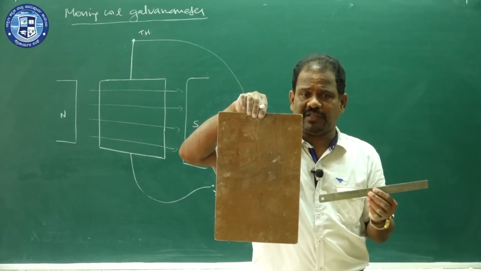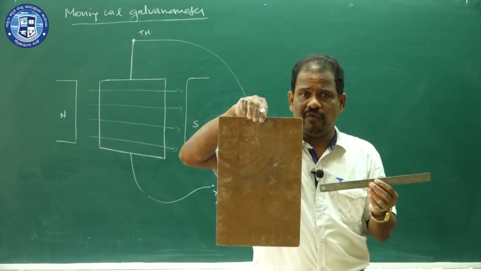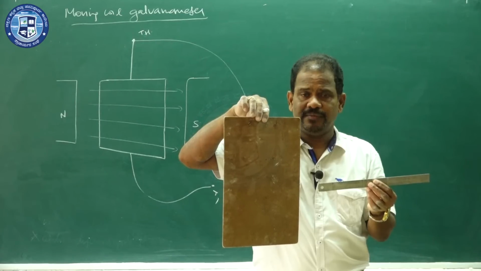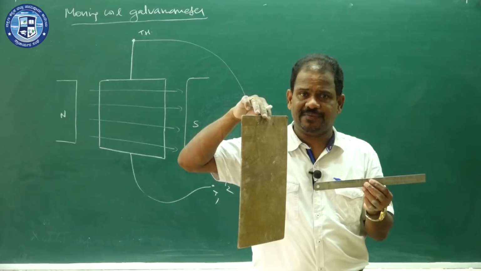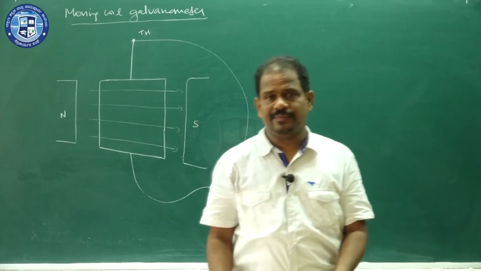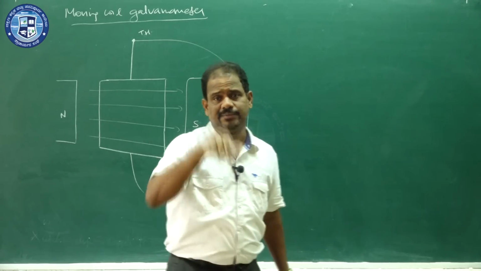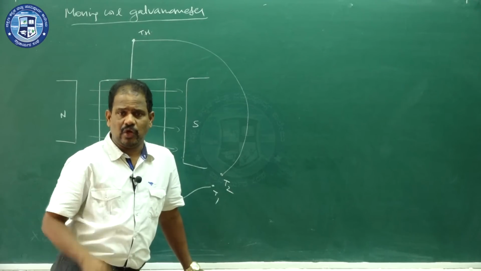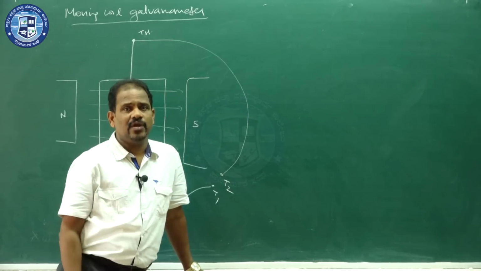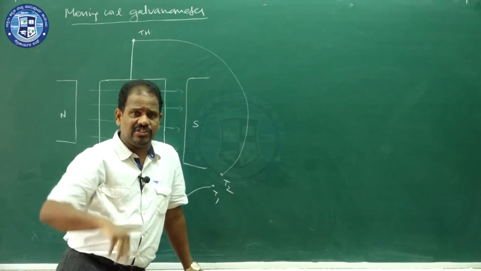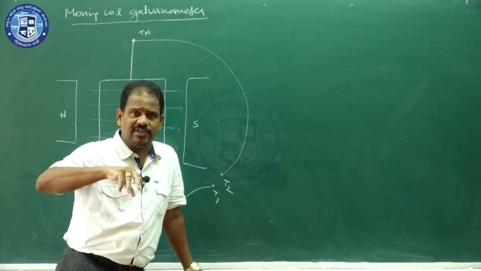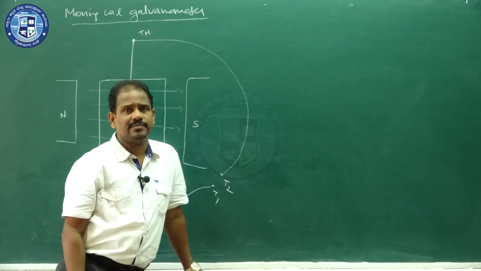But when you pass current, the coil rotates. When the coil rotates, the torque changes. If the torque changes, then you can't use this as a meter. Because if the torque changes, the rotating ability changes. When the rotating ability changes, you can't expect proportionality. When the torque decreases, proportionality decreases.